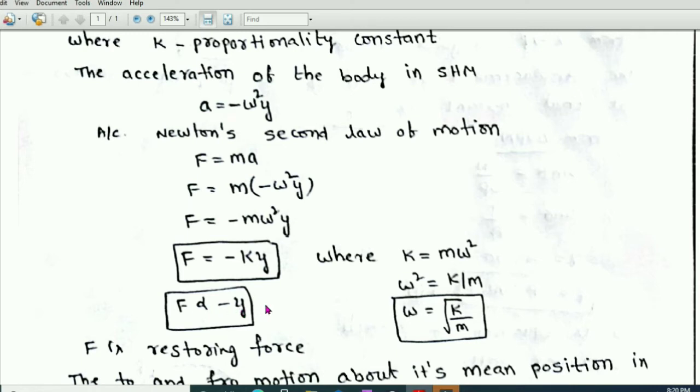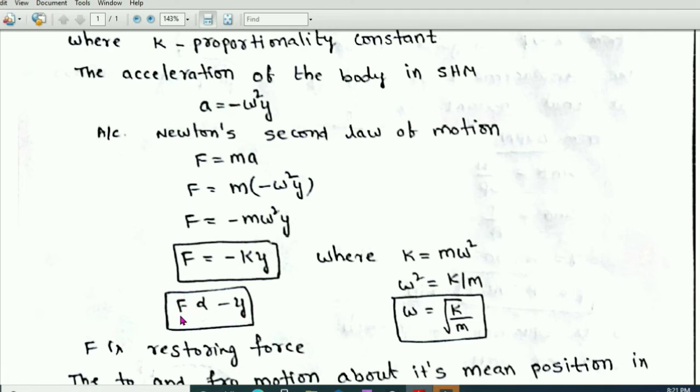F is proportional to minus y. Here the force is directly proportional to the displacement y and it is in the opposite direction, because here we find minus. Minus means the force direction is opposite to the direction of displacement.